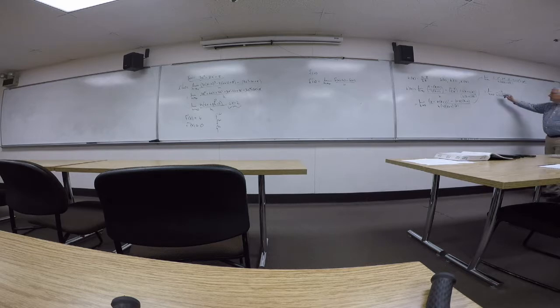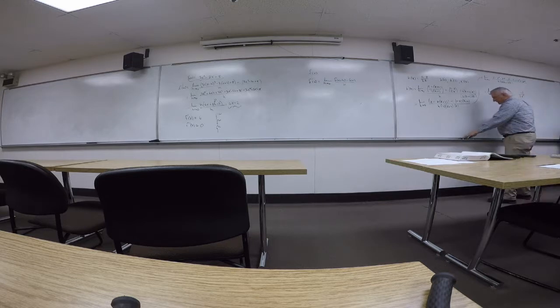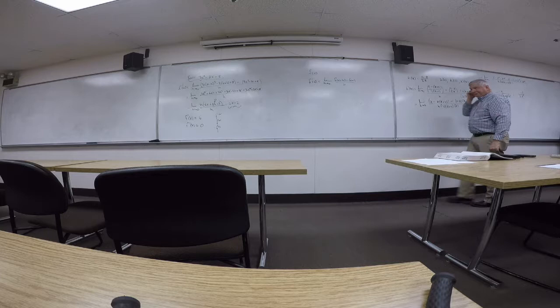And now the h's divide, leaving -1 in the numerator. And we can let h go to 0 down here. So we end with -1 over 2 times z times z. What is that term? 2z squared.